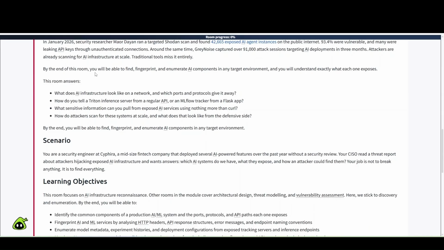By the end of this room, you will be able to find, fingerprint, and enumerate AI components in any targeted environment, and you will understand exactly what each one exposes. This room answers, what does AI infrastructure look like on a network, and which ports and protocols give it away? How do you tell a Triton inference server from a regular API, or an MLflow tracker from a Flask app? What sensitive information can you pull from the exposed AI services using nothing more than curl? How do attackers scan for these systems at scale, and what does that look like from the defensive side? By the end, you will be able to find, fingerprint, and enumerate AI components in any target environment.